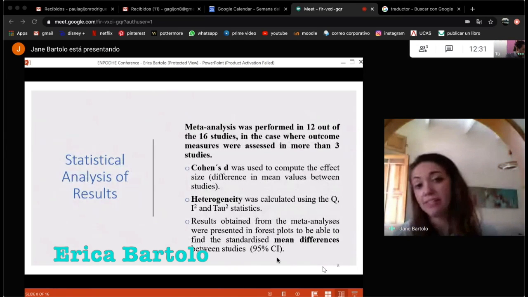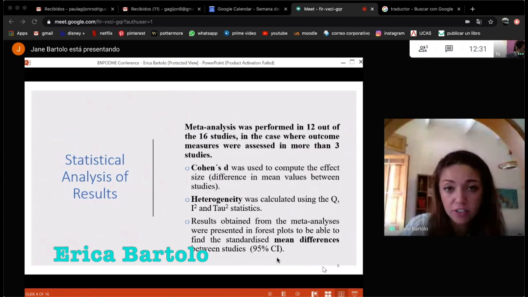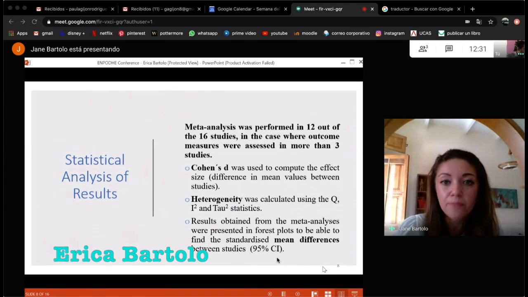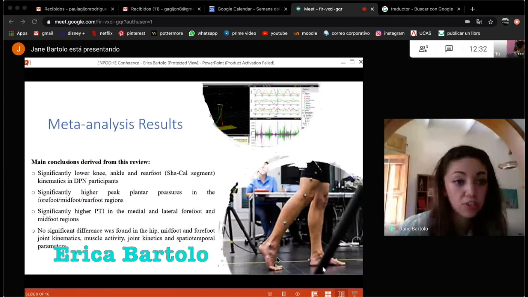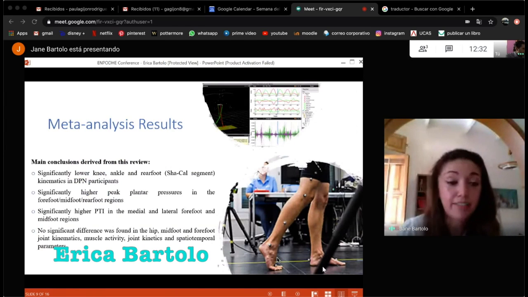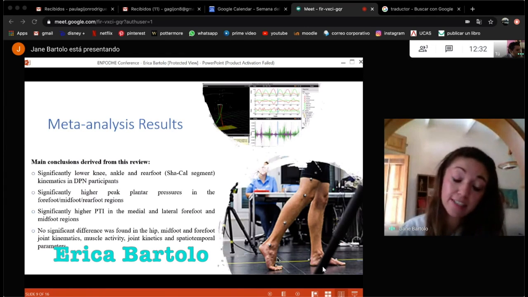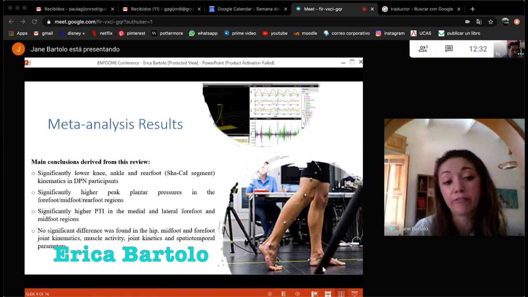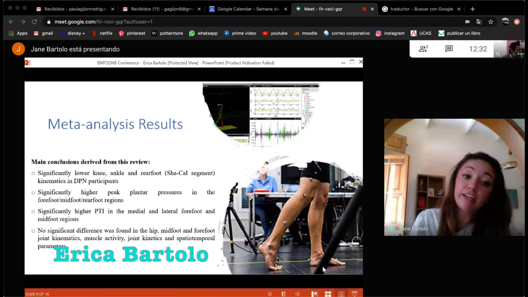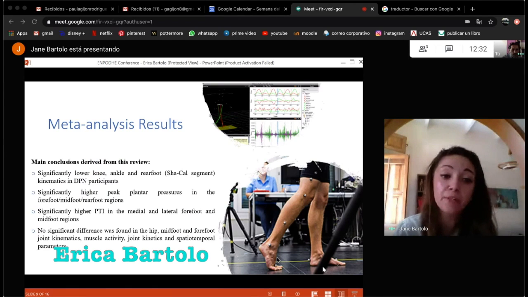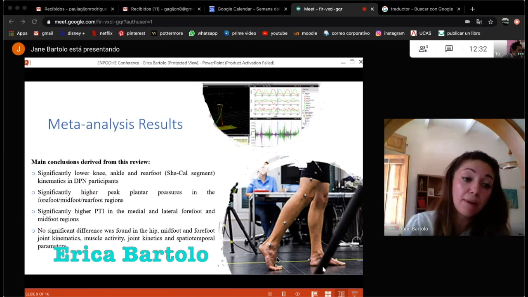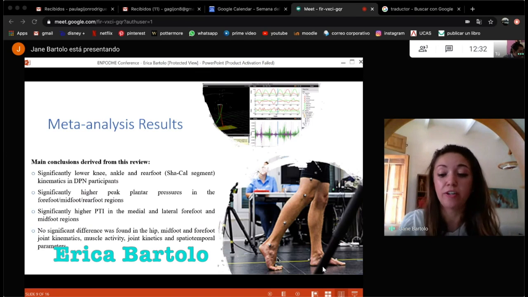Both a qualitative and a quantitative analysis was performed in this review, and all of these statistical tests seen here were performed on all of the outcome measures being tested in 12 out of the 16 studies. The results show significantly lower knee, ankle, and rear foot kinematics were found in the neuropathic groups. Also, significantly higher peak plantar pressures and pressure time integrals were found in most of the foot regions. However, no significant difference was found in the hip, midfoot, and forefoot joint kinematics, muscle activity, joint kinetics, and spatiotemporal parameters.